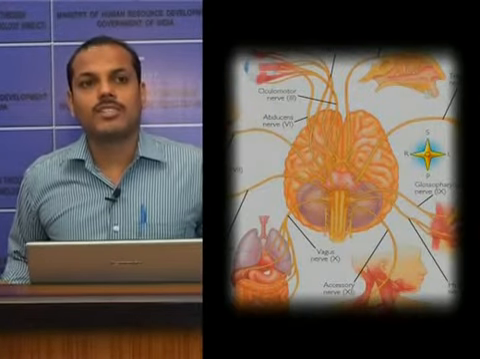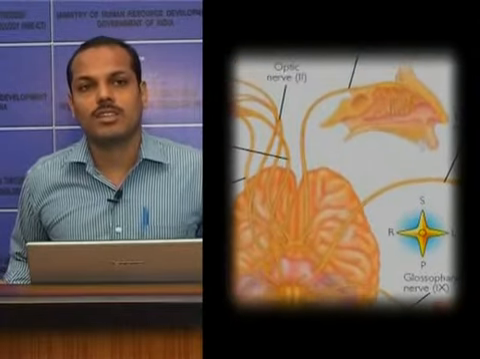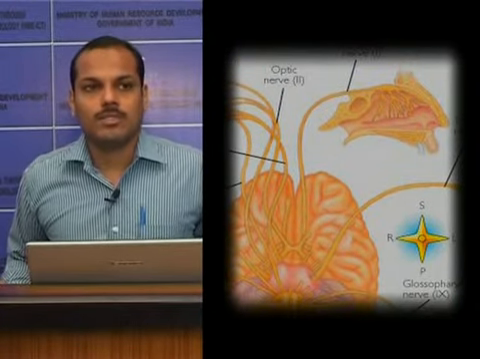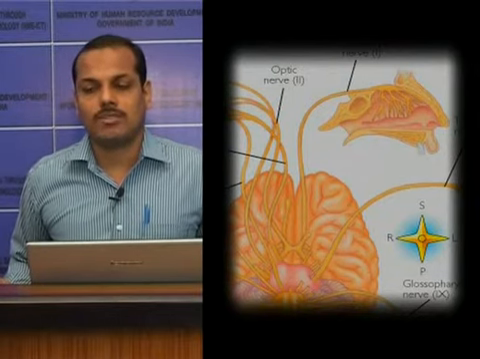Now, we will go through each nerve separately. The first nerve, which we already discussed, is the olfactory nerve. By the name itself we can understand it is the nerve of smell. So, it carries special afferent fibers for smell.